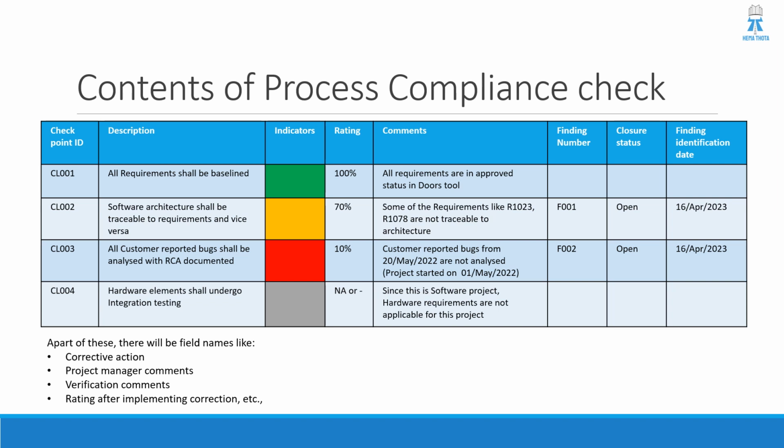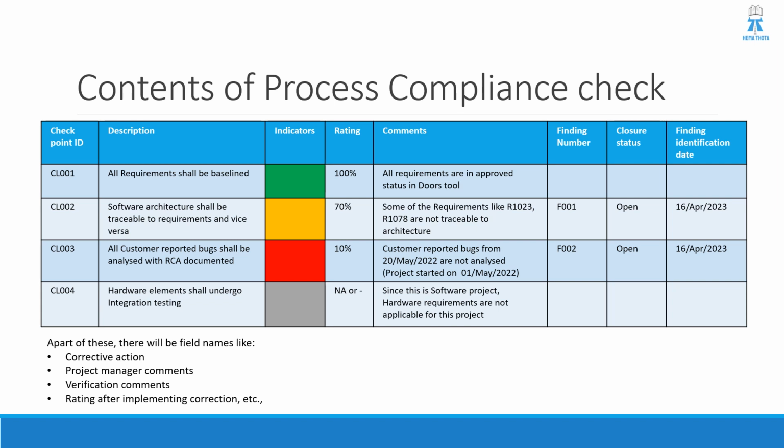So some of the requirements like R1023, R1025, 7578, see, it is always good to mention the particular requirement. If you find something is wrong, you have to write it. Here I wrote R1023, R1025, 7578 are not traceable to architecture. So it is easy for me to replicate.